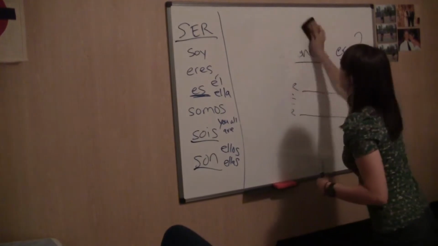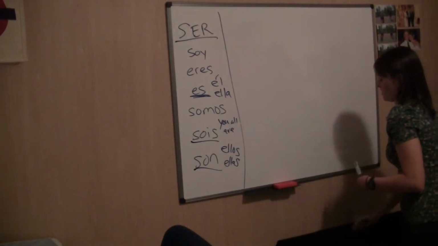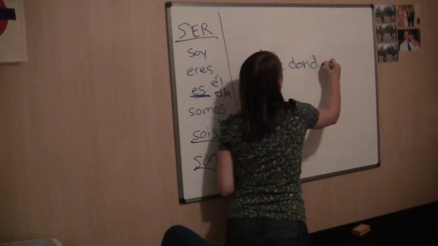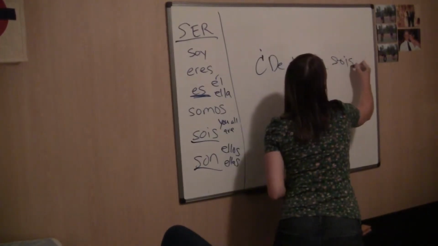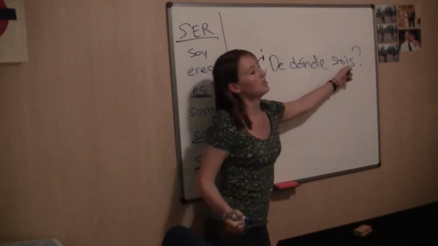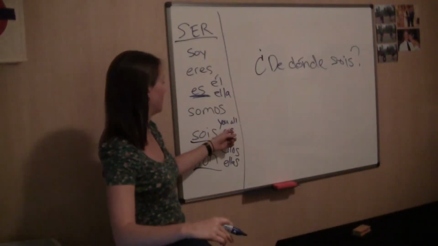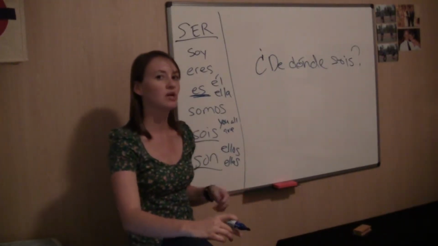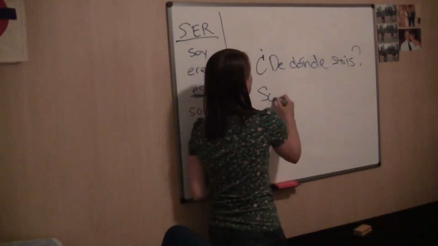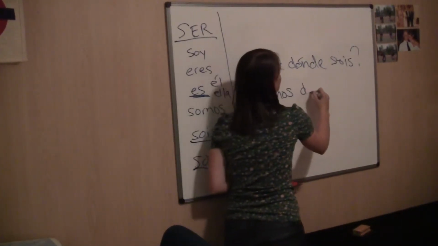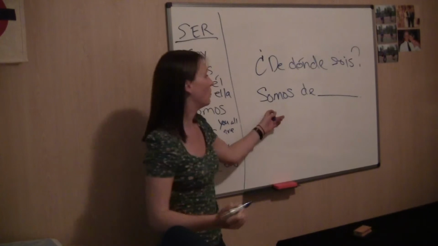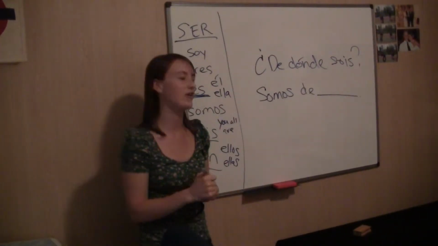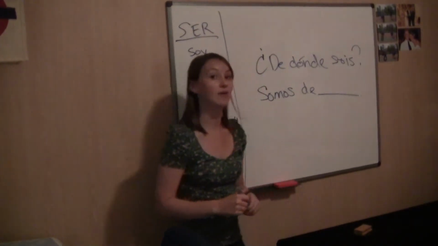So for example, somebody could ask you, instead of de dónde eres, ¿de dónde sois? ¿De dónde sois? And sois means you all. You all. Where are you all from? Okay, so they're talking to you in a group. ¿De dónde sois? We would answer, somos de, and where we're from. We all are from Indiana. ¿De dónde sois? Where are you all from? Somos de Indiana. We're from Indiana, right?